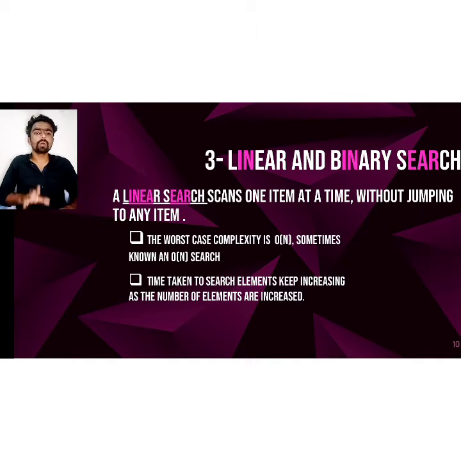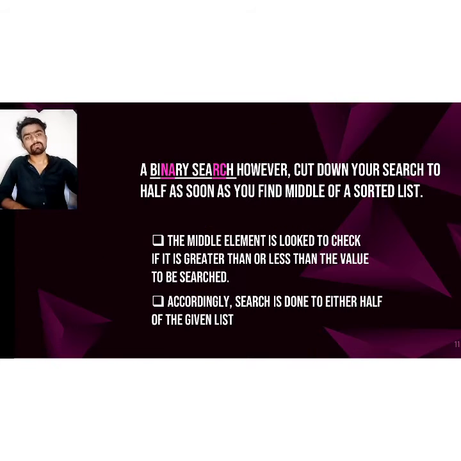For example, if we search the numbers from 1 to 15, it takes more time than searching from 1 to 5. We search the numbers in sequence 1, 2, 3 or 4. We do not have to skip any number in linear search. A binary search, however, cuts your search down to half as soon as you find the middle of a sorted list. So in a binary search, we can skip numbers to find the given number. The middle element is checked to see if it is greater than or less than the value to be searched.